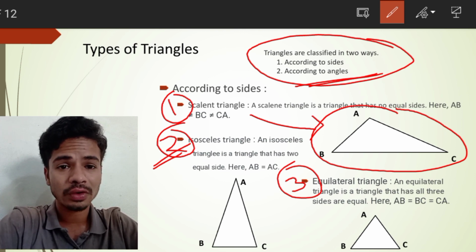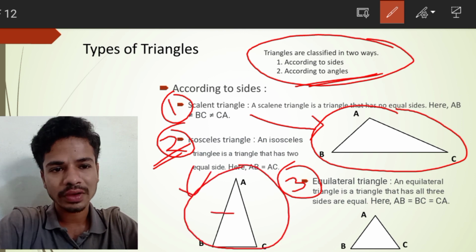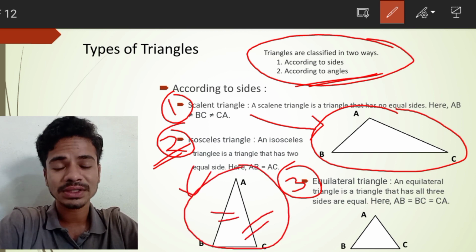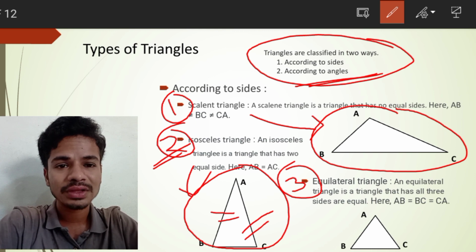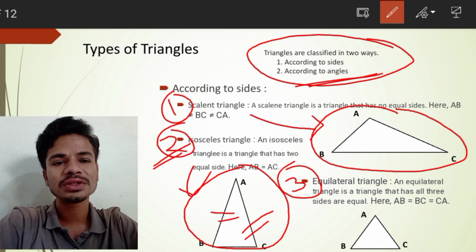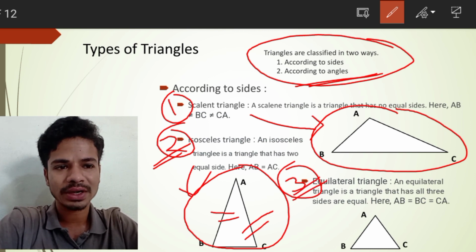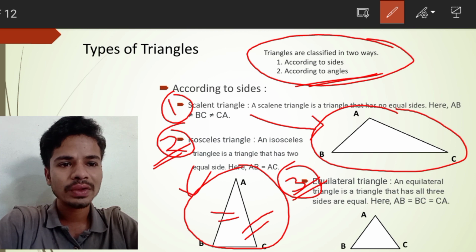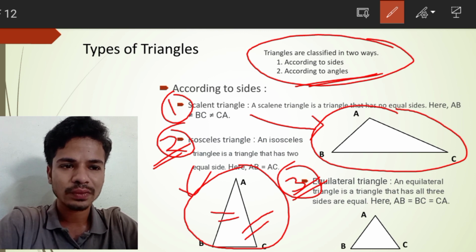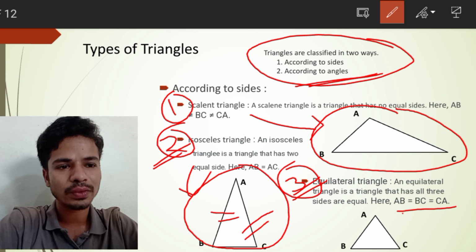Always remember, here the length of AB is equal to the length of AC. It means in a triangle, if any 2 sides are equal, then we call this triangle an isosceles triangle. Then the third one is the equilateral triangle. An equilateral triangle is a triangle that has all 3 sides equal. If in a triangle all the sides are equal, then we call this triangle an equilateral triangle.